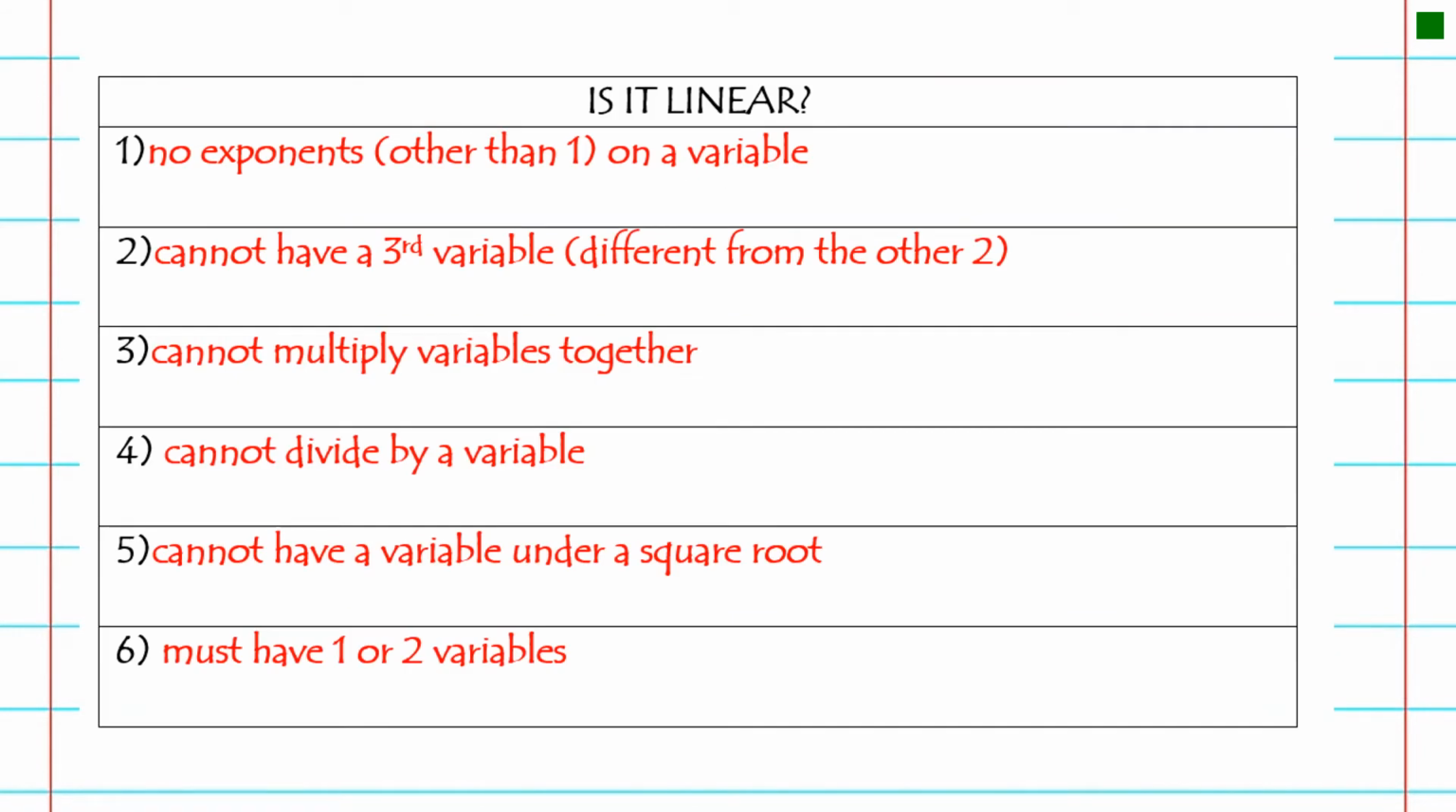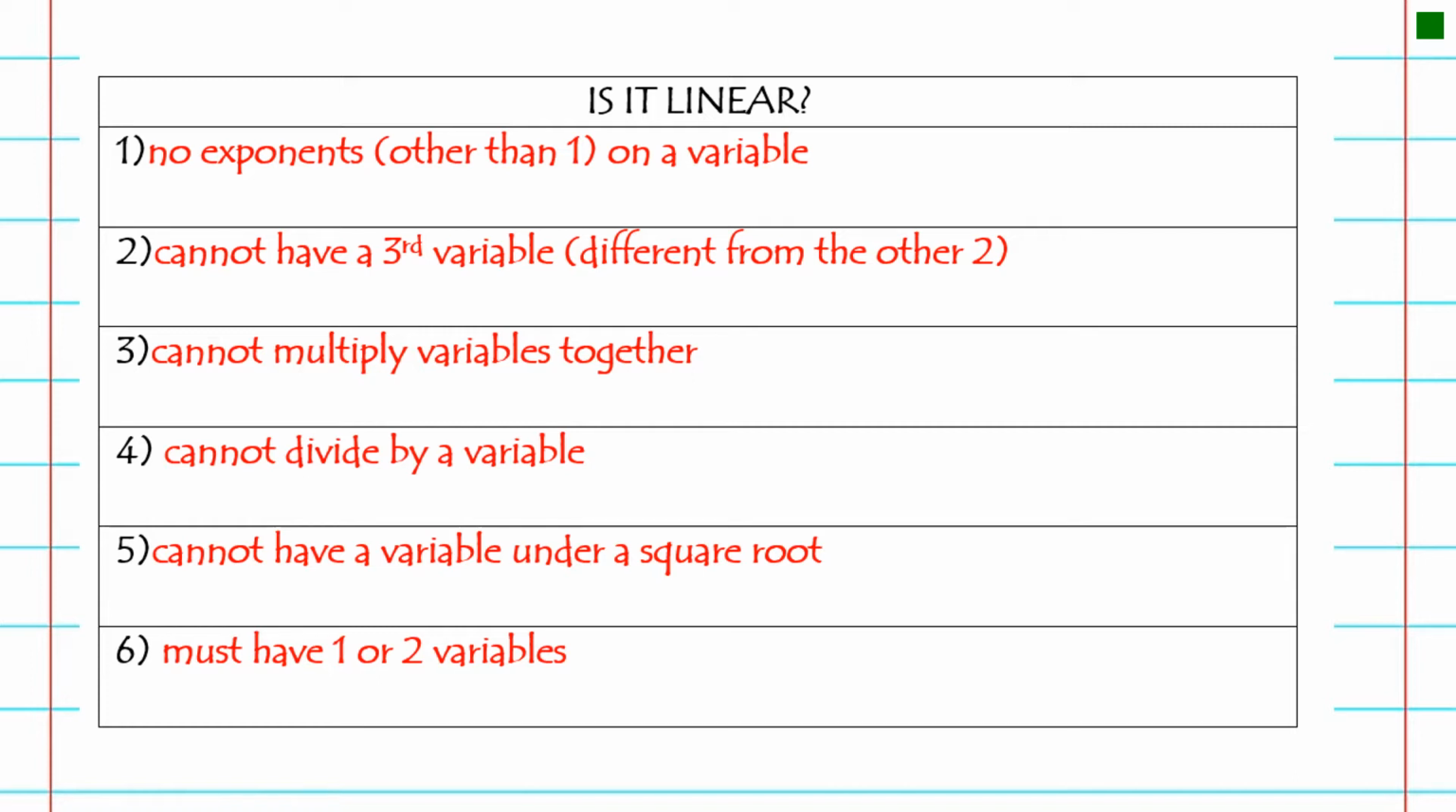All right, so you might want to pause this slide to make sure you can get all this written down. How to determine if a function is linear. Number 1, there's no exponents other than 1 on the variables that are in the equation. Number 2, it can't have a third variable that's different from the other 2. Number 3, you can't multiply the variables together, so they're not going to appear like xy. It could be x plus y, but you can't multiply them for xy.